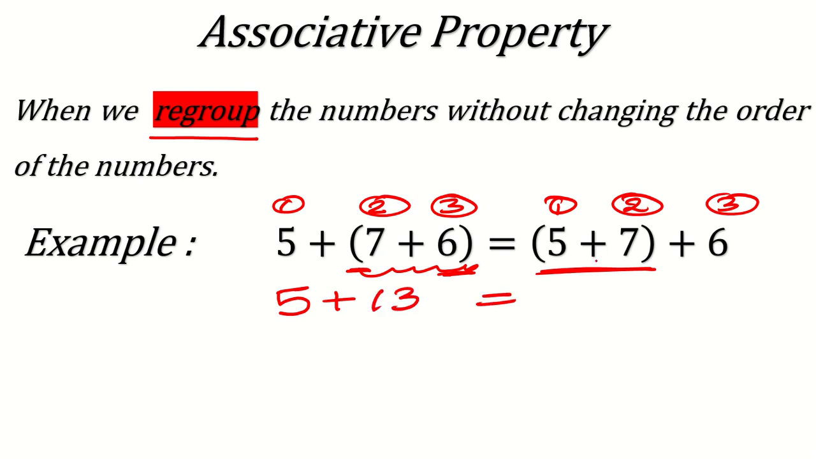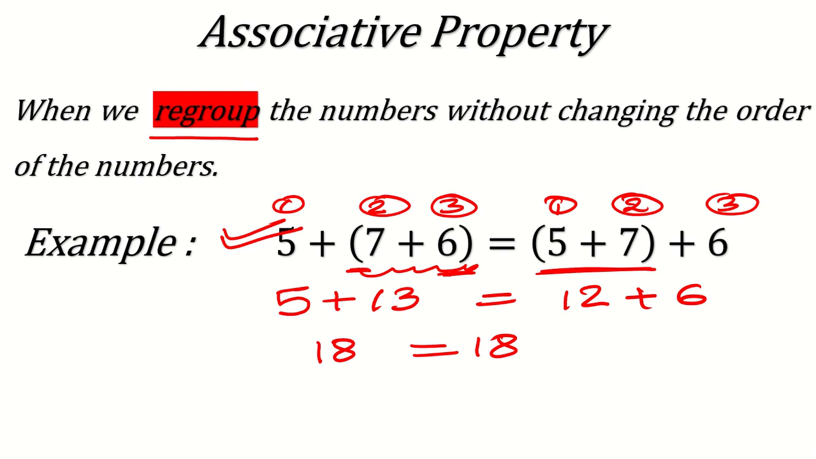And here you see 5 plus 7 is written in the bracket, so it will be calculated first. So 5 plus 7 is 12, plus 6. Now 5 plus 13, 18. And here also 12 plus 6, 18. So we are getting the same answer. It means this associative statement is correct.